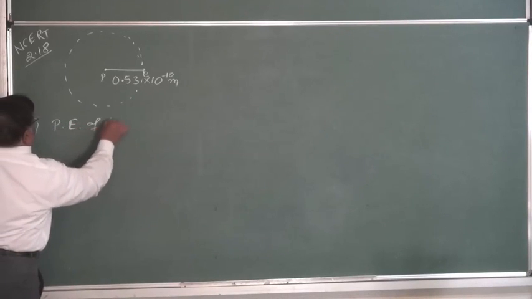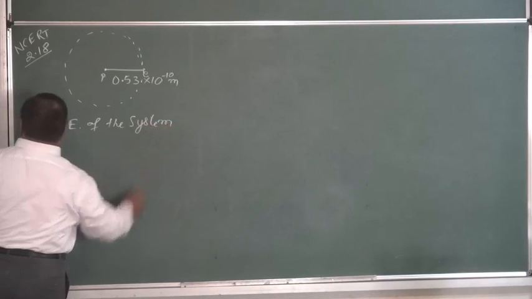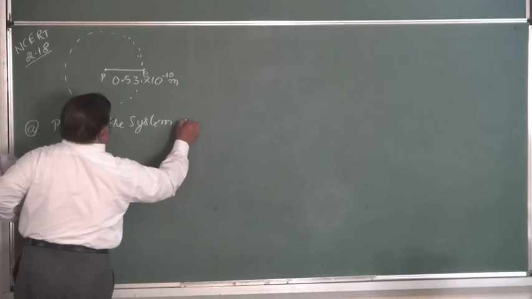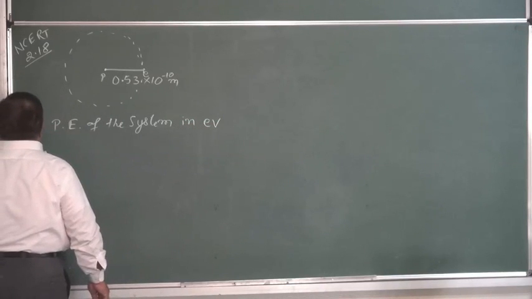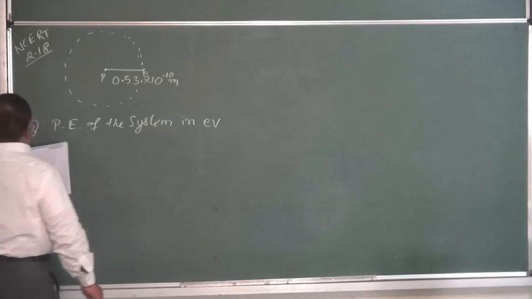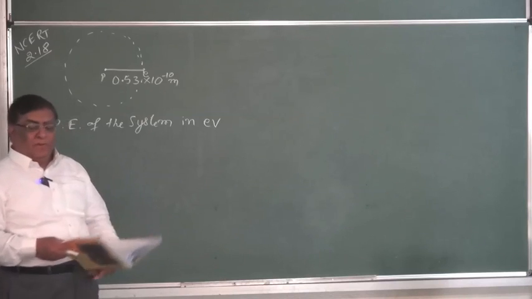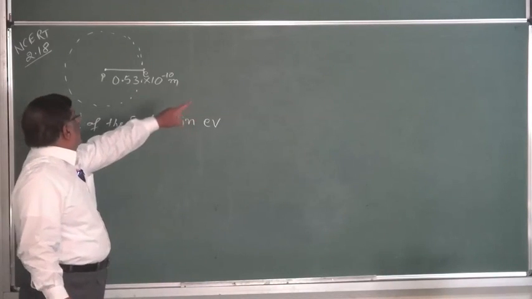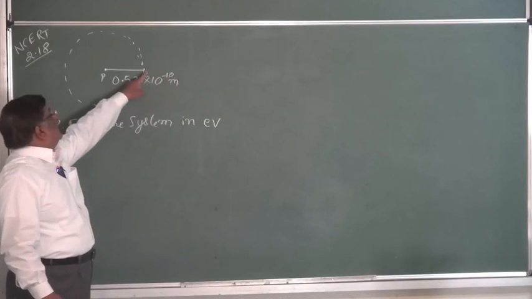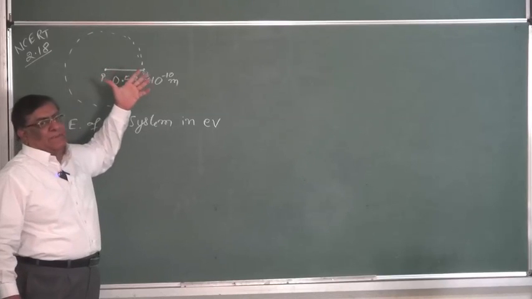Potential energy of the system in electron volt. Taking zero of the potential energy at infinite separation from the proton, at infinity it is zero. If the electron is brought to this distance, then what will be the potential energy of the system?